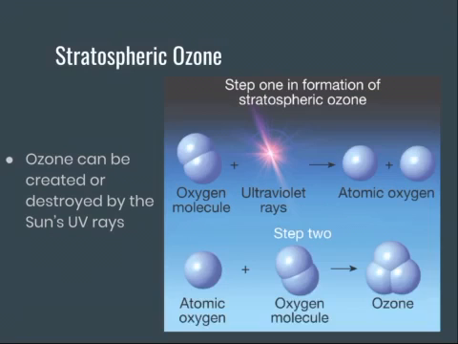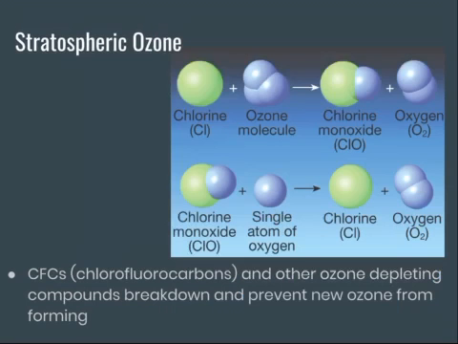Ozone can be created or destroyed by UV radiation, and it's a chemical reaction that's constantly occurring. So what happens is UV radiation can break apart that O2 molecule into individual oxygen atoms, and then those individual oxygen atoms combine with another O2 molecule to form ozone. And so that ultraviolet ray has been used in that reaction and doesn't make it to Earth's surface.